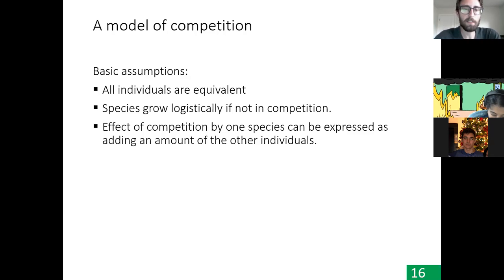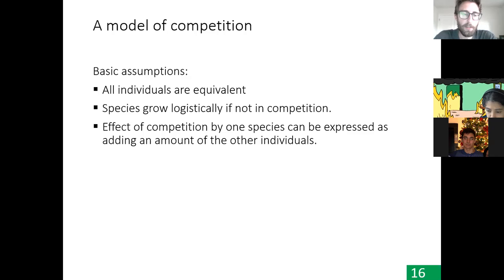Assumptions of the model: all individuals within a species are equivalent, so they have the same reproductive rates and that kind of thing. The species have intraspecific competition such that they grow logistically if they're not grown with the other species. And so if it's a species that's growing by itself, it's going to show logistic growth. It's going to reach a carrying capacity as a result of competition among members of the same species.